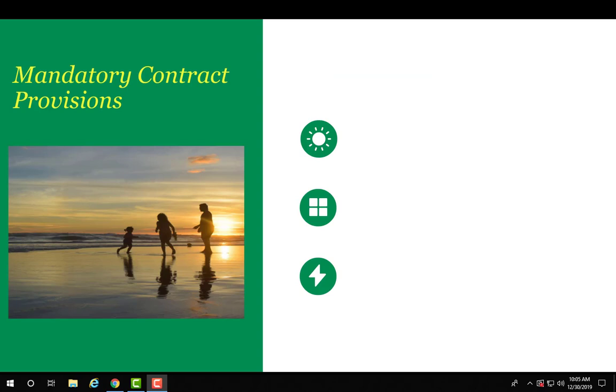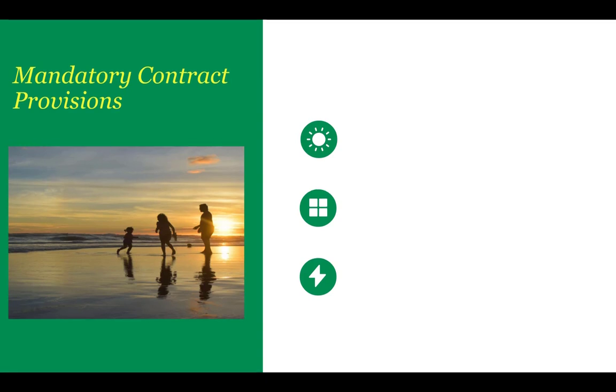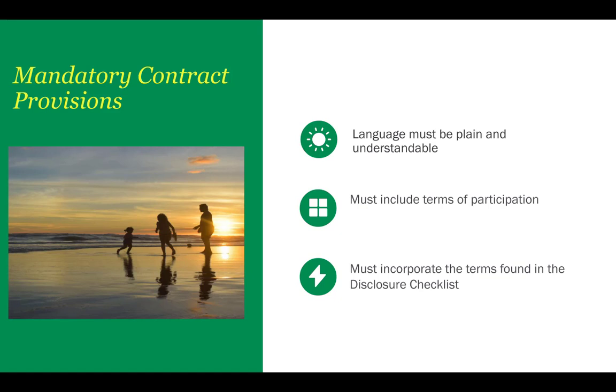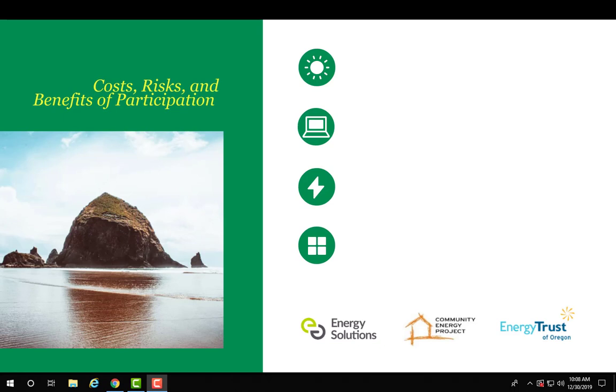Mandatory contract provisions. Project managers must use the program's standard contract template for all contracts with residential participants. Language within each contract must be plain and written in a manner that is understandable to the participant. In some cases, the provision requires the inclusion or explanation of certain terms of participation, or it requires that specific language must be used. The agreement between the participant and the project manager must incorporate the terms found in the disclosure checklist.